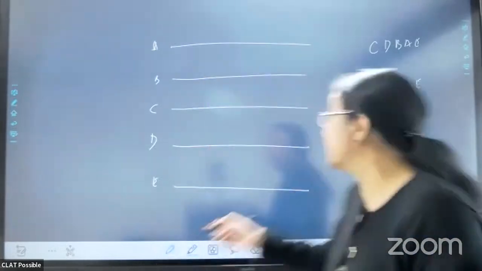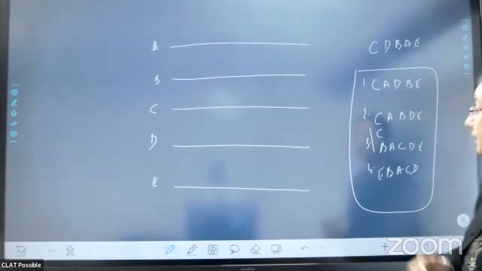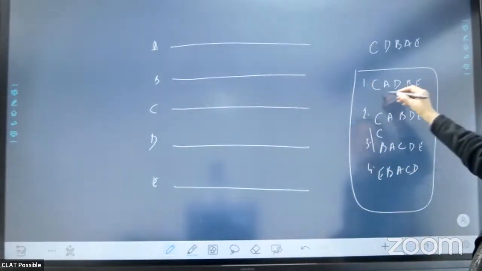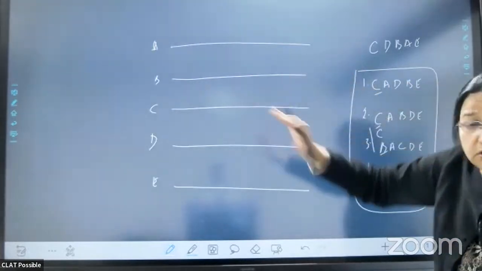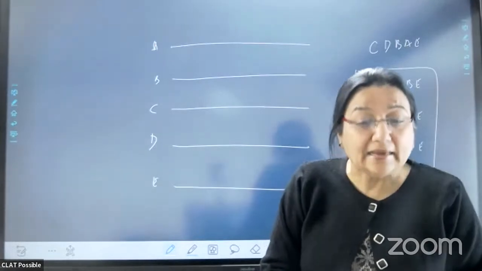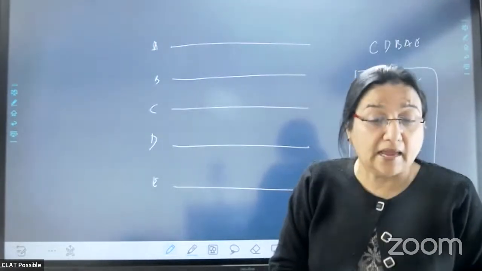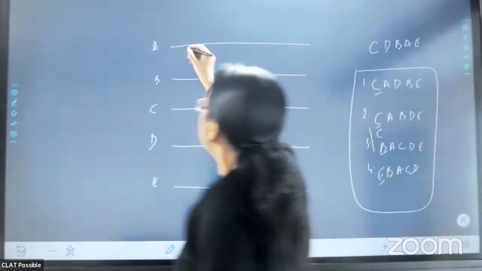But if it is random like this, the ones that I've written in the box, now if you can see this, 2 of them are starting with C, 1 with B, 1 with E. So don't bother yourself by going from the option choices. Start reading A line properly. Read the A line properly. Start from A. Don't start from anything.